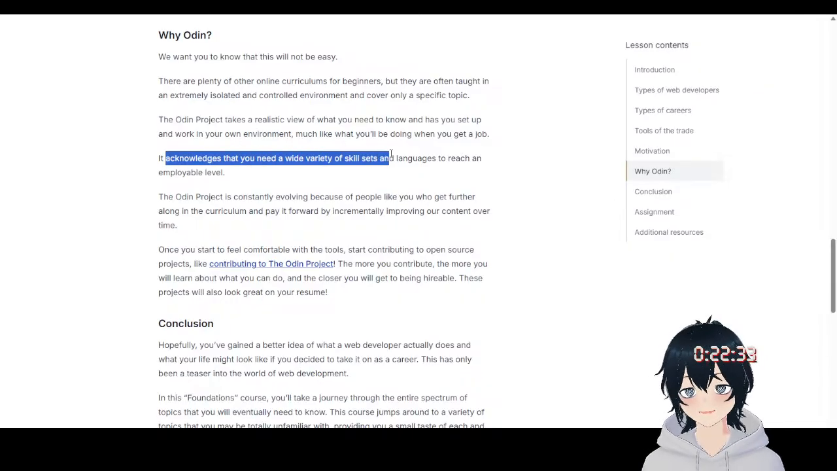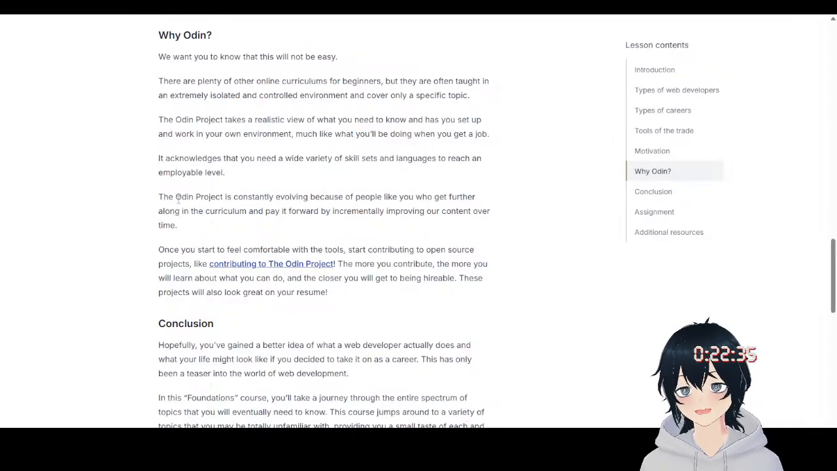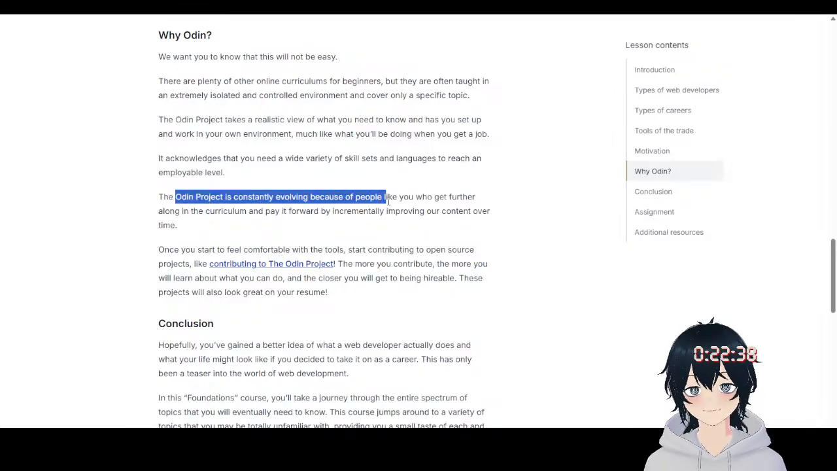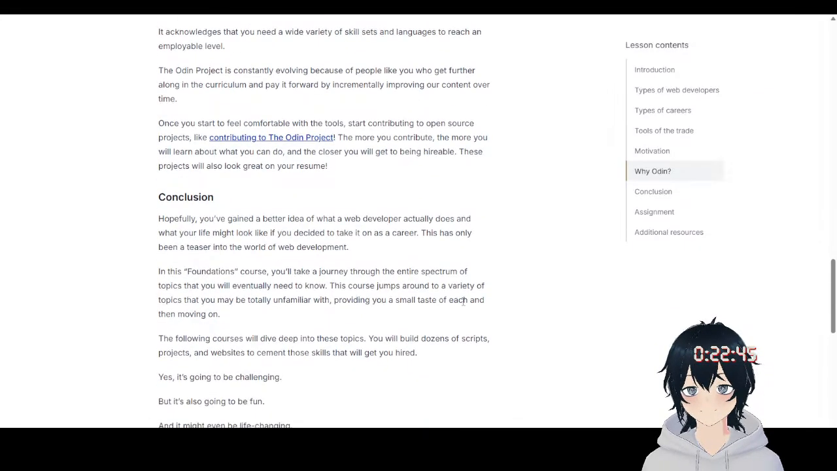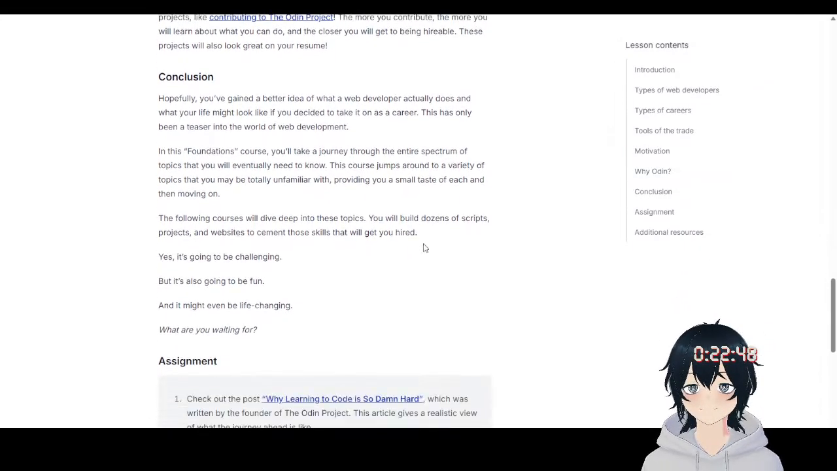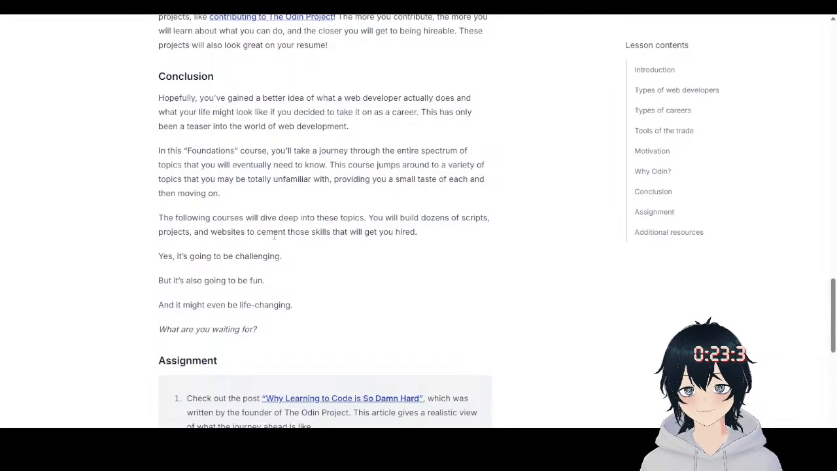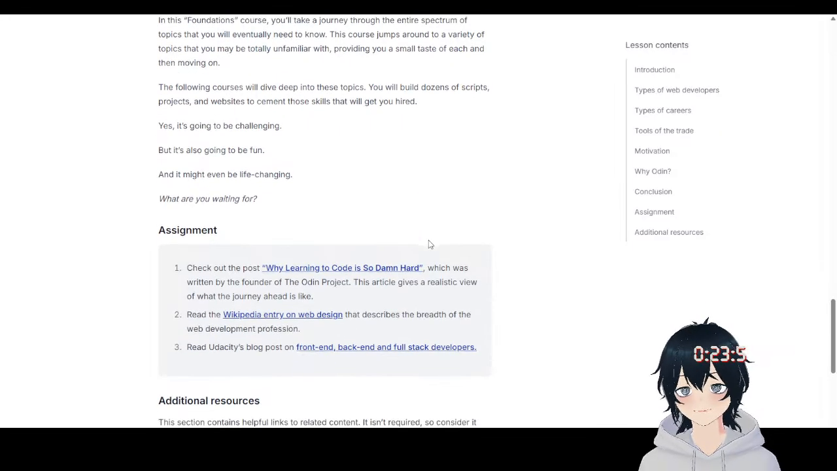Yeah, it acknowledges the need for a variety of skill sets at an employable level. It's constantly evolving because of people like you who get further along in the curriculum and pay it forward by incrementally improving our content over time. Or we get a better idea of what a web developer actually does. Take a journey through the entire spectrum of topics. Following courses will dive deep into these topics. You'll build dozens of scripts, projects, and websites to cement those skills that will get you hired. Life changing.